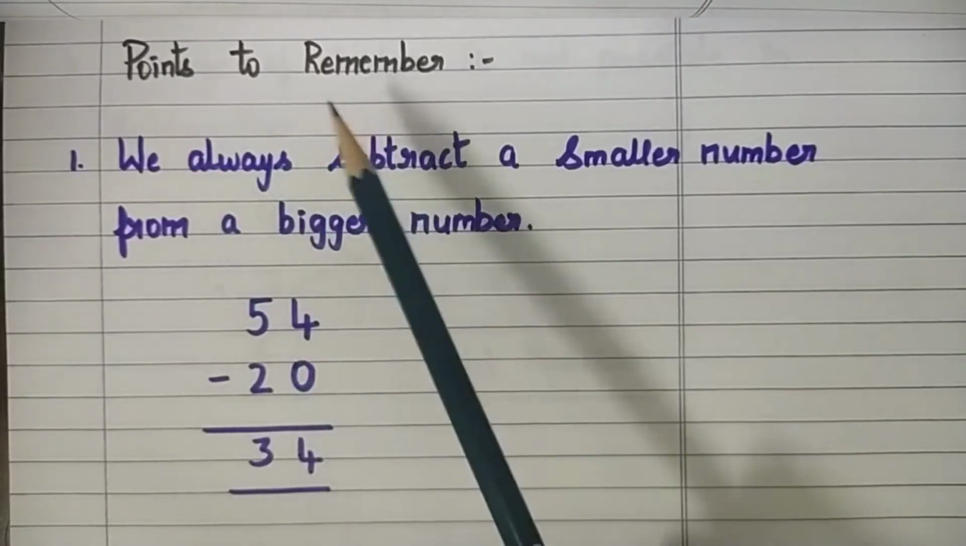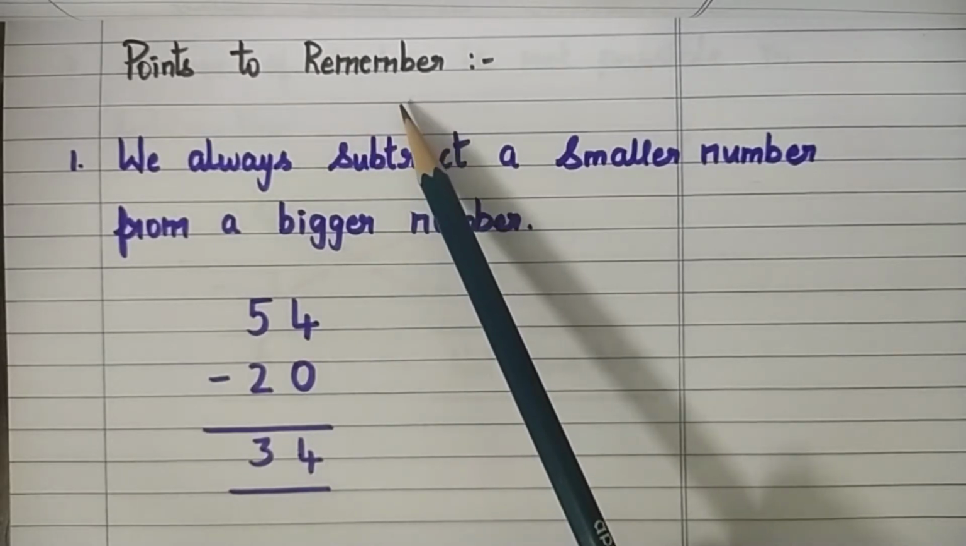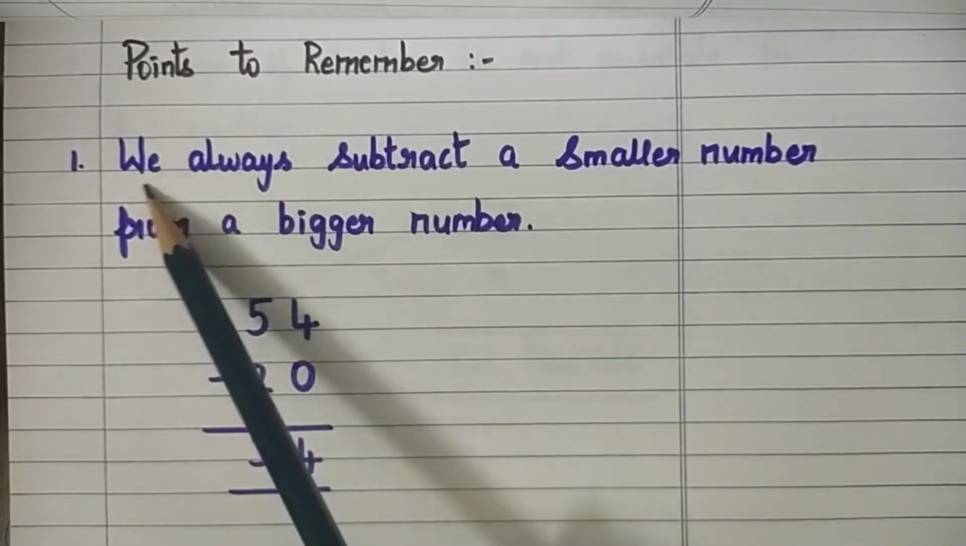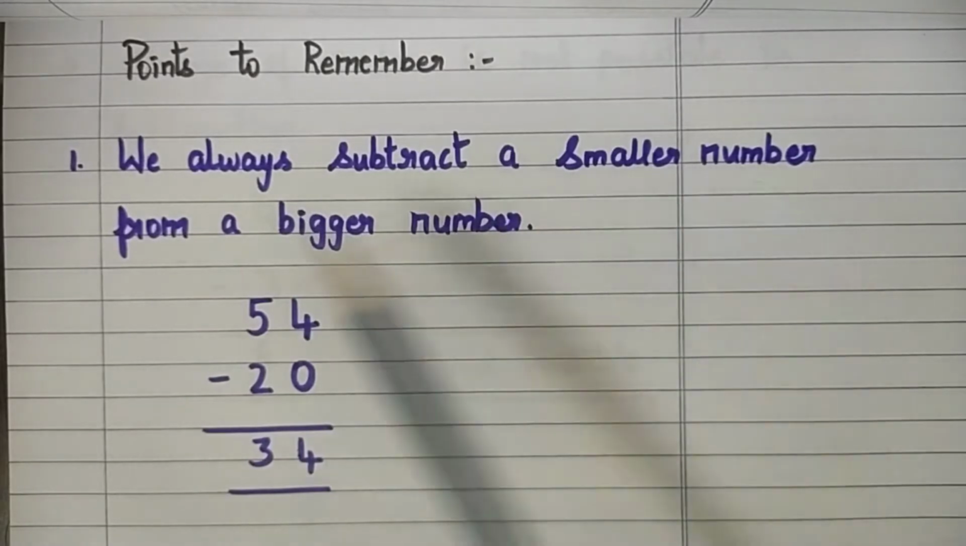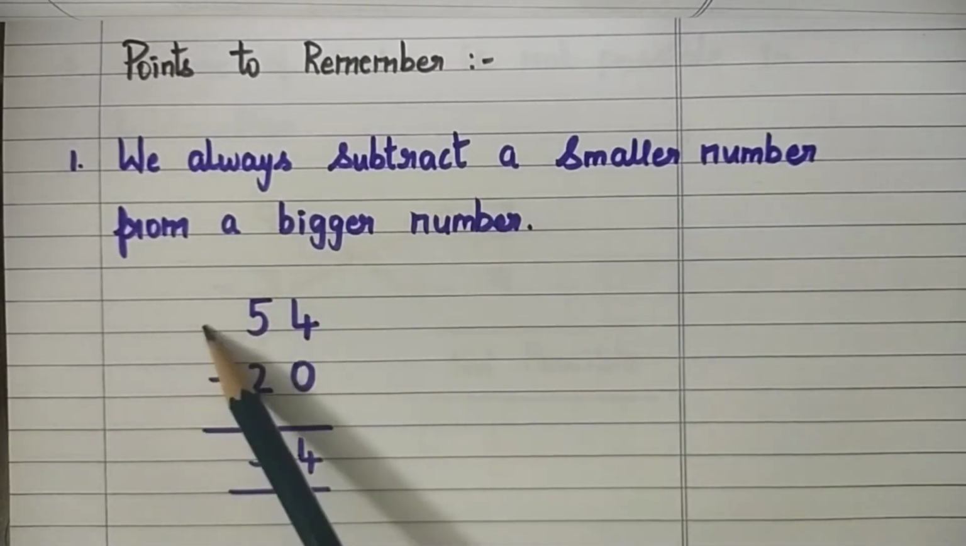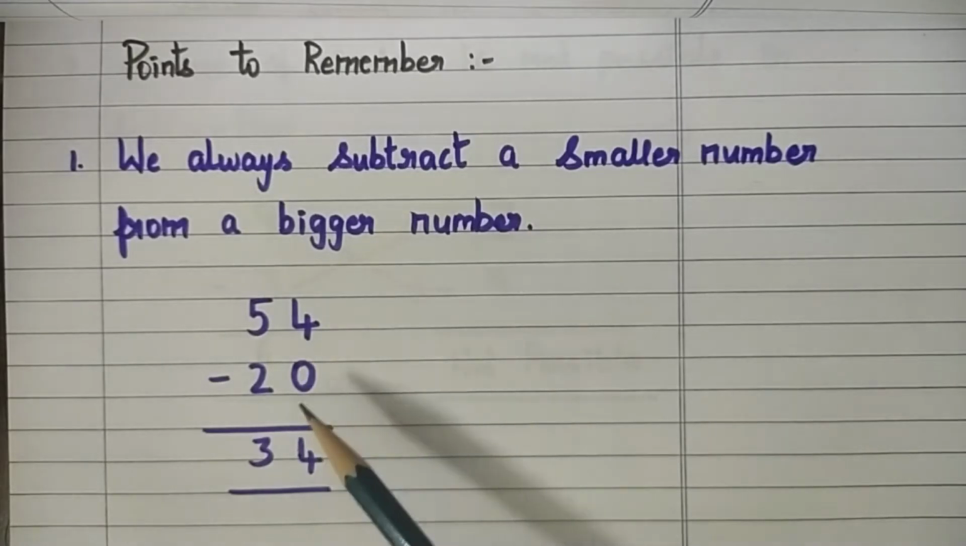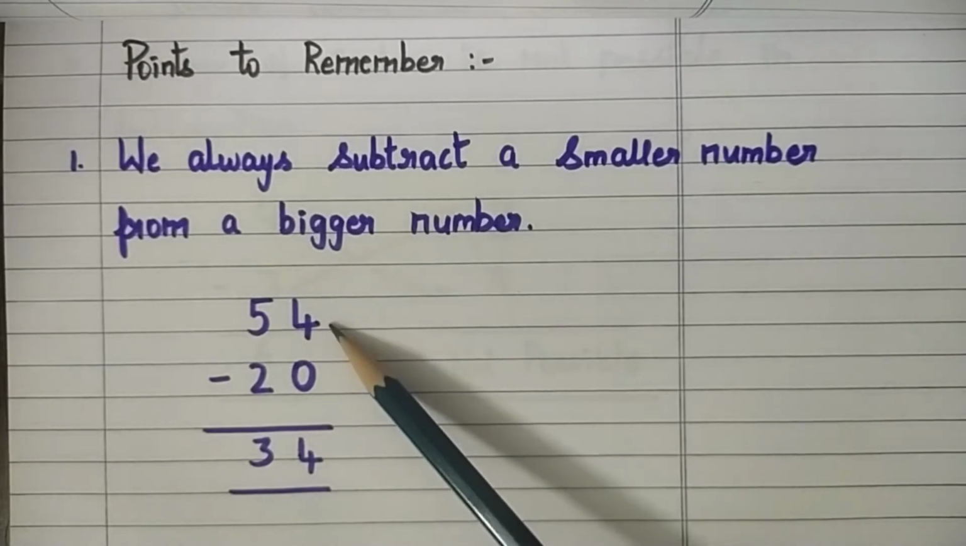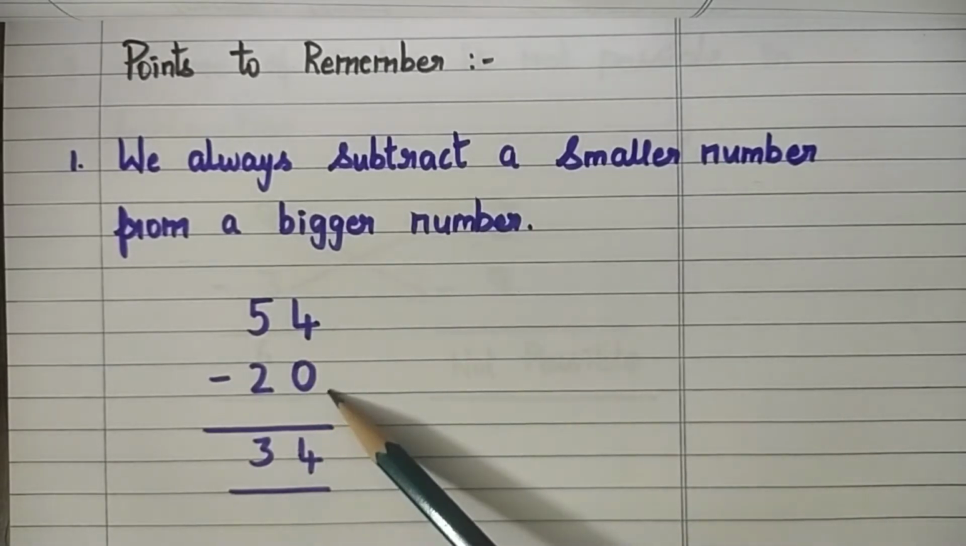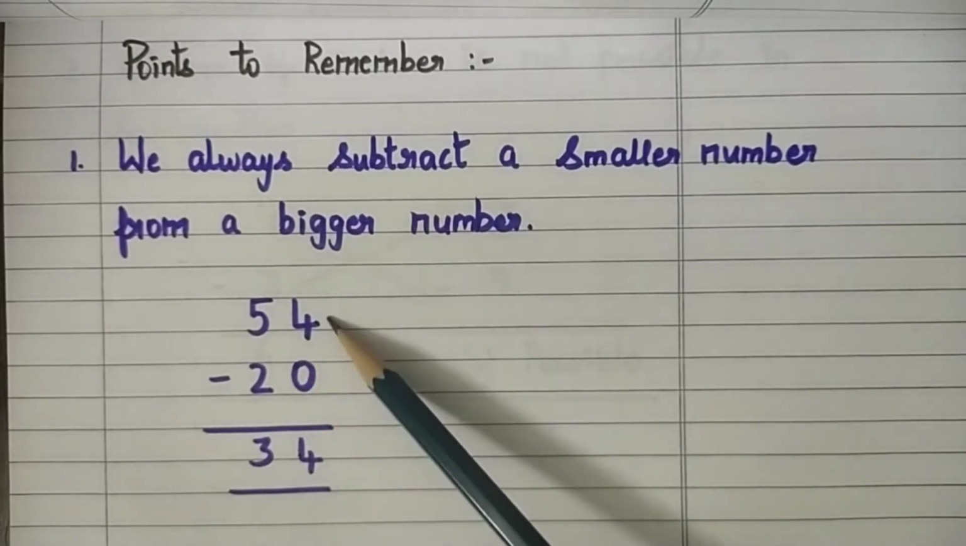Points to remember. There are 3 important points you have to remember, children. In subtraction, we always subtract a smaller number from a bigger number. Let us take an example, 54. From 54, if you take away the 20, the difference is 34. From a bigger number only, you can take away the smaller number. From a smaller number, we can't take away the bigger number.